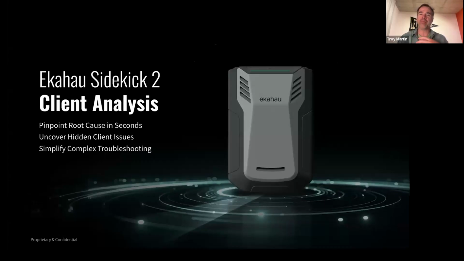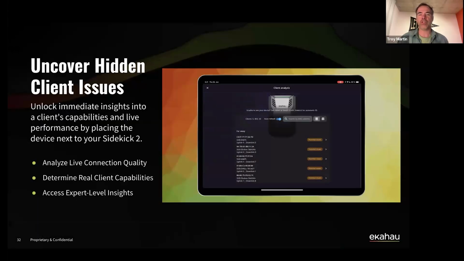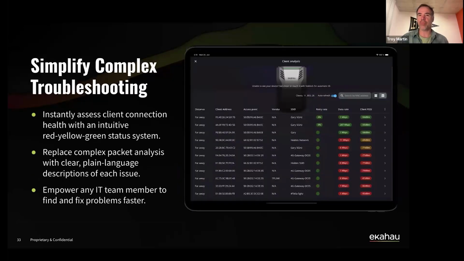And this is where we can take advantage of this client analysis feature, right? So a new feature that we've just introduced. And the idea here is that you can bring any client device within range of your Sidekick. You'll have a couple tabs across the top. You can change the way that the information is organized and presented and which columns you see. My preference is to look at this expanded tab, the view that we see here.